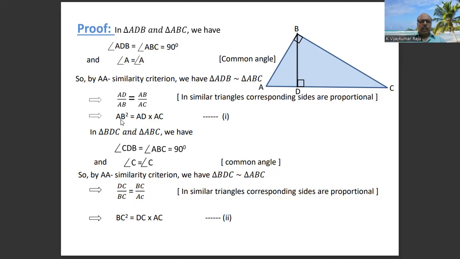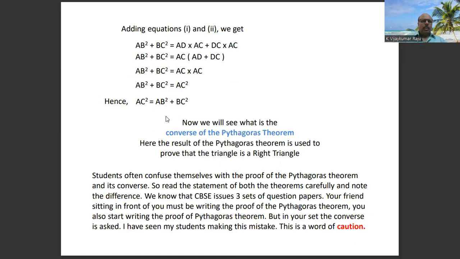So when you write adding AB square plus BC square is equal to this plus this, let us see how it is written. Adding equation 1 and 2, we get AB square plus BC square is equal to AD into AC plus DC into AC. You see this side, AC is here, AC is here. So let us take out AC common.